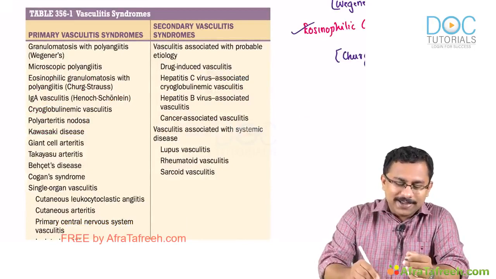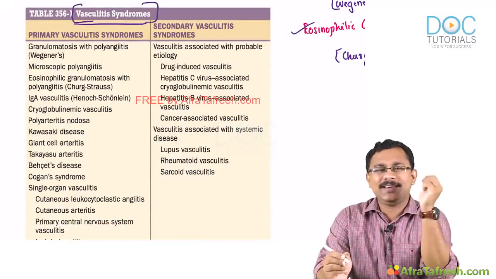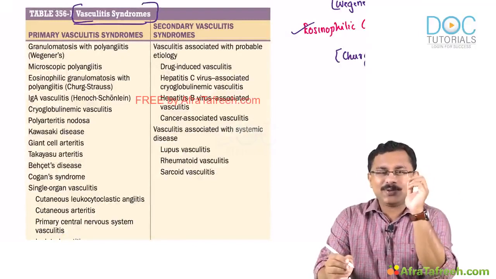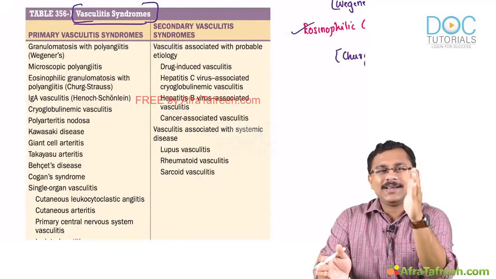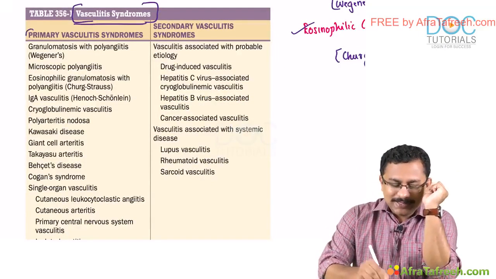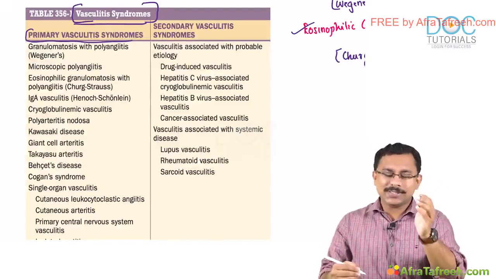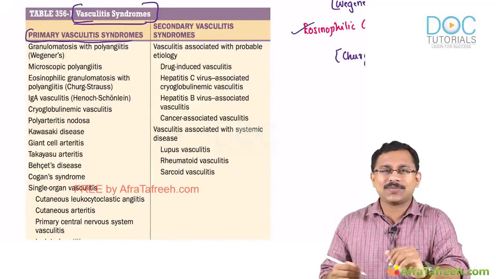So it is the primary vasculitis that I have already told you, the subclassification that we have seen is pertaining to the primary vasculitis, which means the vasculitis per se is the major problem. So under this are the various entities which I have already described, so I am not repeating again. Those are the primary vasculitis syndromes.